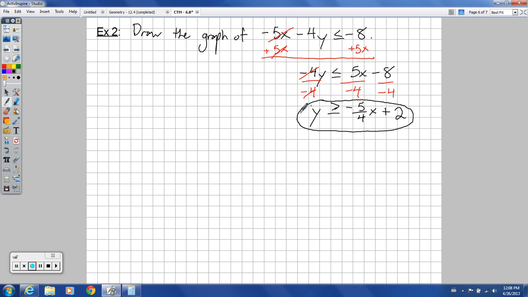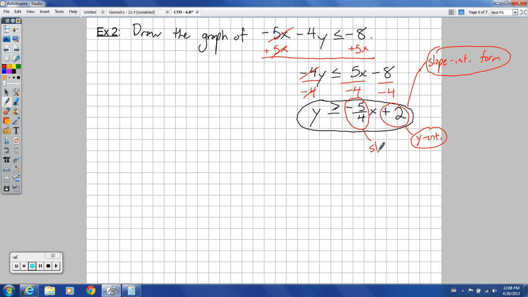That's, I feel like, the easiest way to do this, to get it into that form first. And so now let's determine what we can tell from here. This is in slope-intercept form, so that's good to go. And this value right here is my y-intercept. So my y-intercept's at +2.